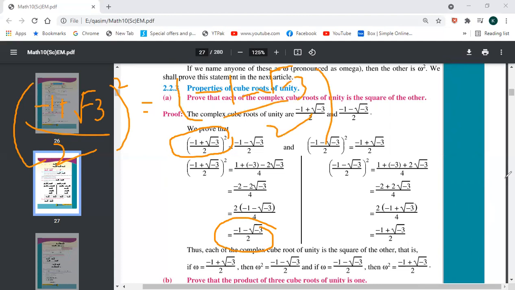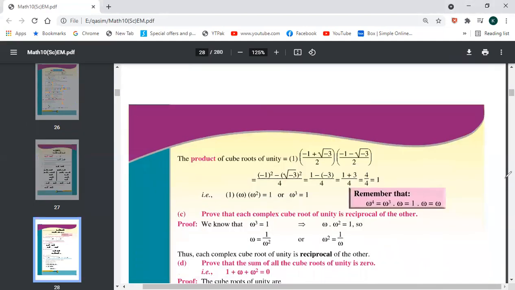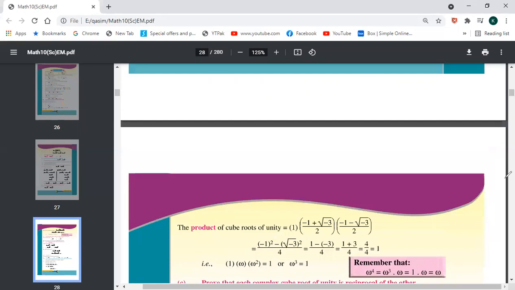So this is the general principle to know. Now the second is that when we are taking the product of the 3 roots, this must equal 1. Now there is another thing.